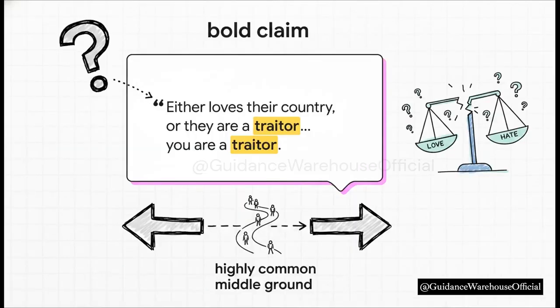Take a look at this incredibly bold claim. A citizen of the United States either loves their country or they are a traitor. Since you don't love your country, you are a traitor. The structure almost sounds logical out loud, but the hidden assumption is entirely unwarranted. It artificially restricts the options to just 2 extremes. It completely ignores the highly common, very normal middle ground, the fact that someone can have deep, complex, and mixed emotions or valid criticisms about their country without committing actual acts of treason. It forces a totally false choice.